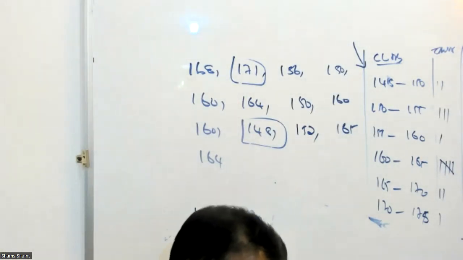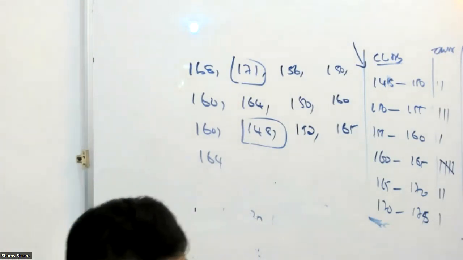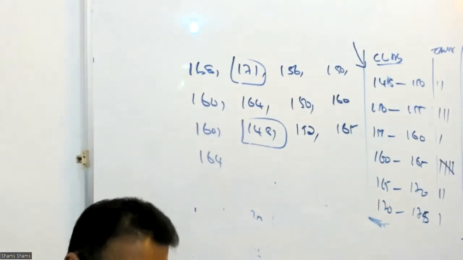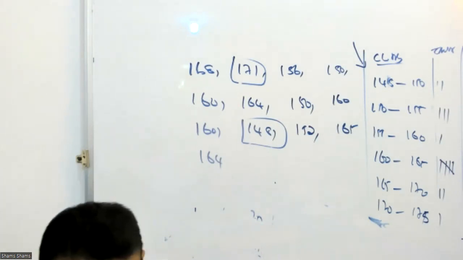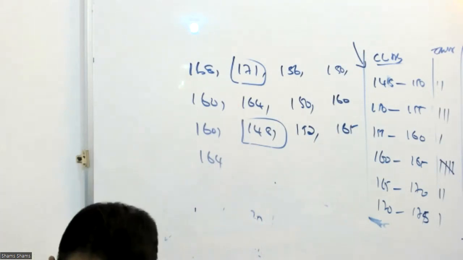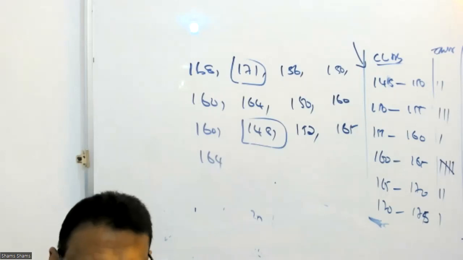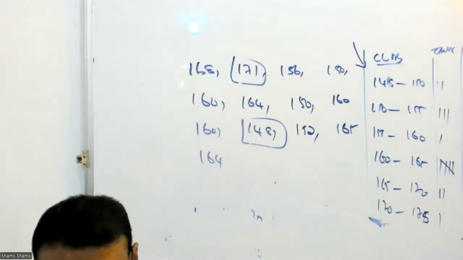Then upper limit. Where is the upper limit? You know, right? Then continuous class. Understood? Continuous class means the upper limit of one class continues as the lower limit of the next. Then class size.